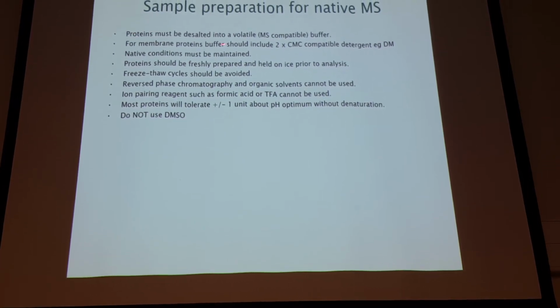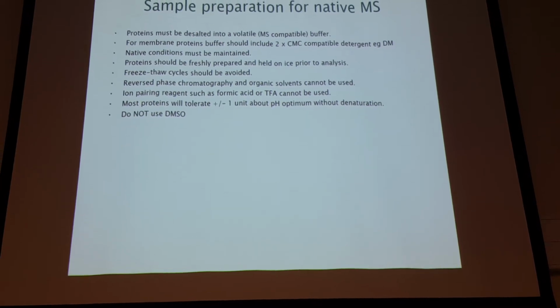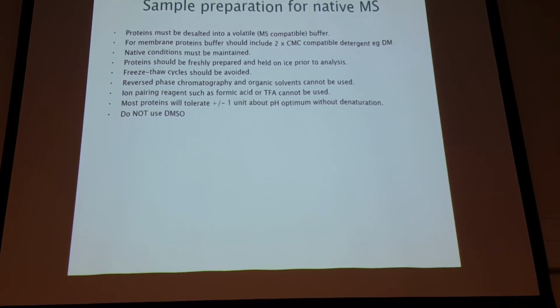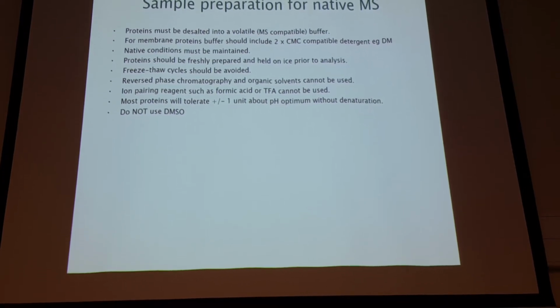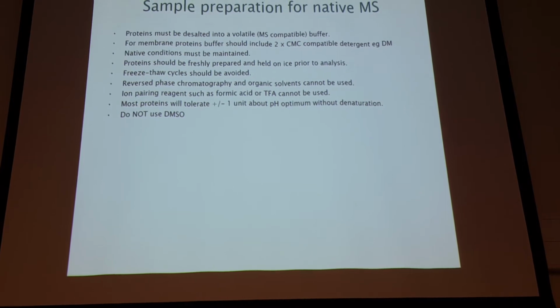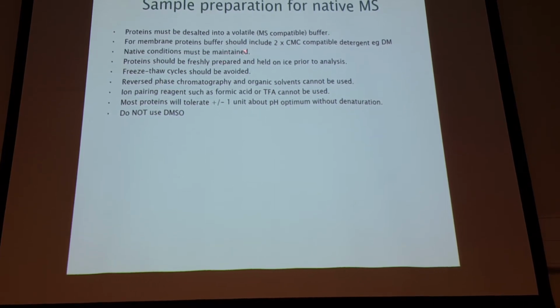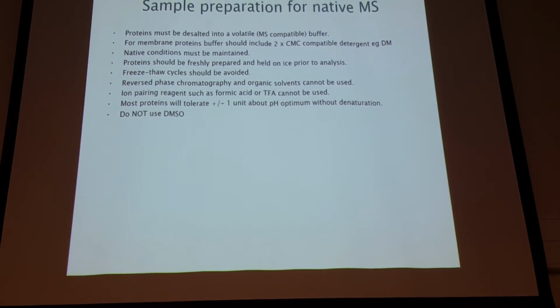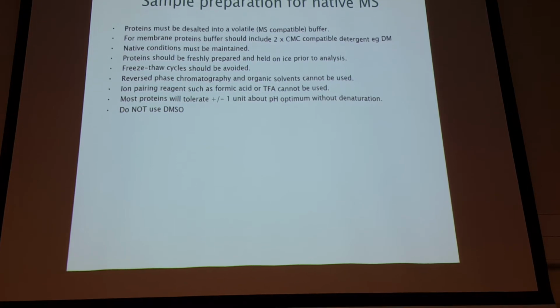Your proteins have to be desalted. That's essential for mass spec, and you have to do this into a mass spec compatible buffer. That means that the salt has to be volatile, so they're typically ammonium salts. For membrane proteins, your buffer has to include a detergent. This is normally at either 1.5 or 2 times the CMC.